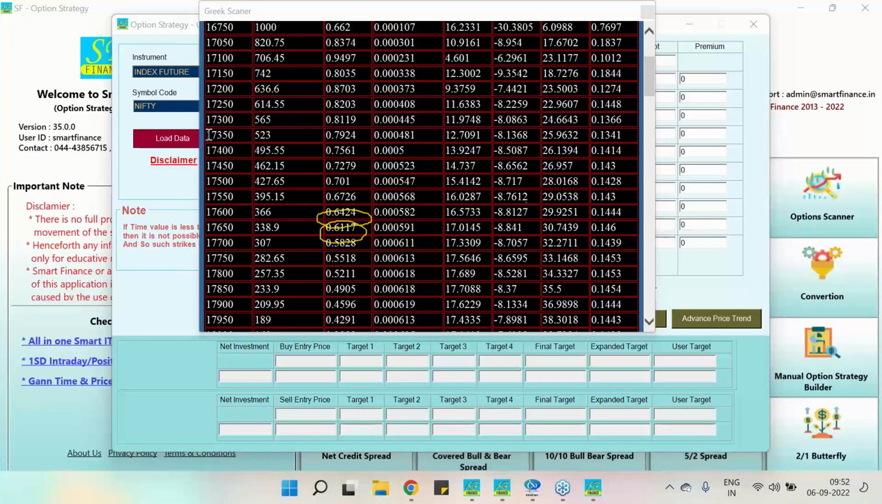So here 17,400 to 17,900 all are having 8 rupees, 9 rupees as time decay per day. So on the call side, selling of the call, or credit call spreads, can give me more benefit this month rather than the credit put spreads, because here theta is more in calls. So this part is also very important.